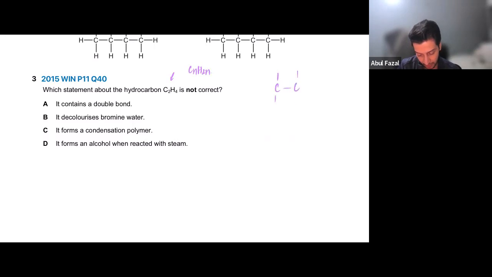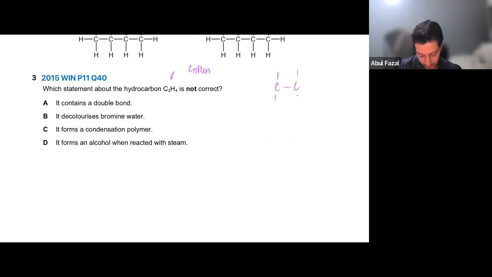1, 2, 3, 4. If you have 4 carbons joined to it, there must be a double bond over here, right? Because otherwise you'll need more hydrogens. It contains a double bond. It will decolorize aqueous bromine because it has a double bond. It forms condensation polymer. That's not true. It forms an addition polymer.